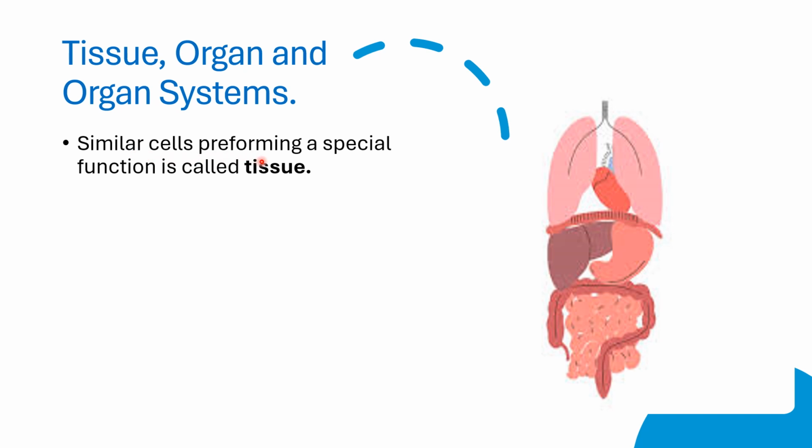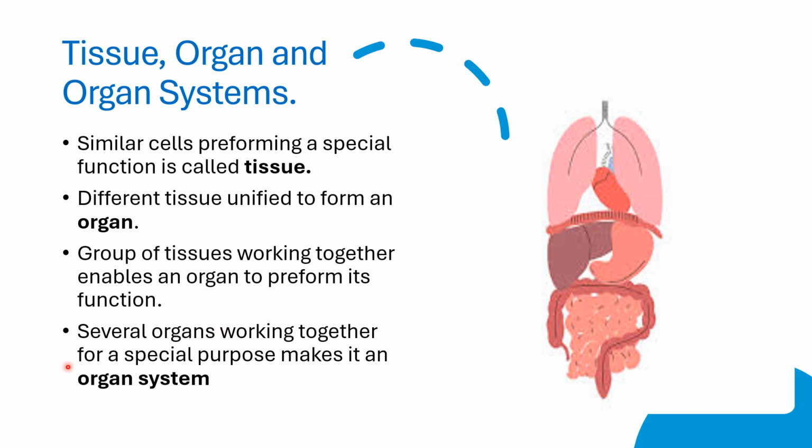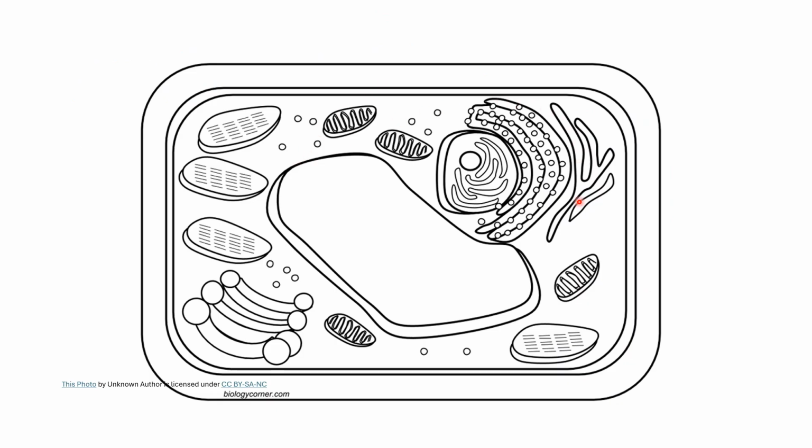Similar cells performing a special function is called tissue. Different tissues unified to form an organ. Group of tissues working together enables an organ to perform its function. Several organs working together for a special purpose makes it an organ system, such as the digestive system or the respiratory system. Here is a diagram of a cell.